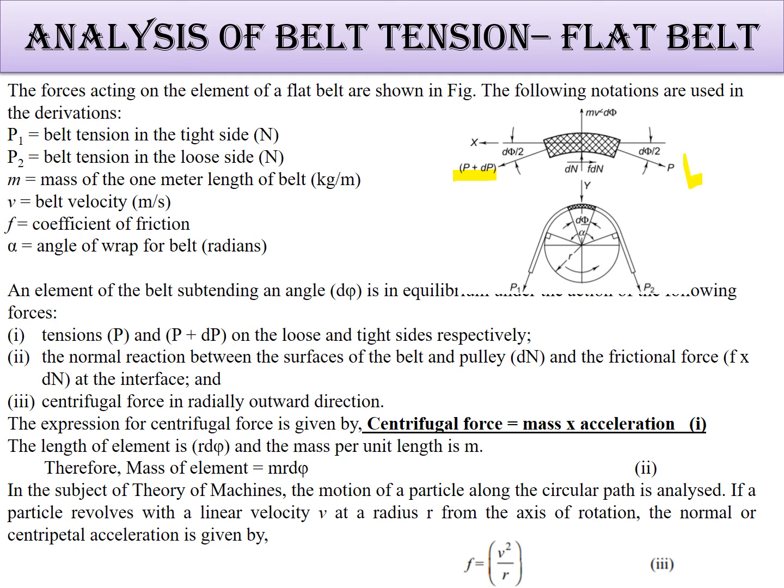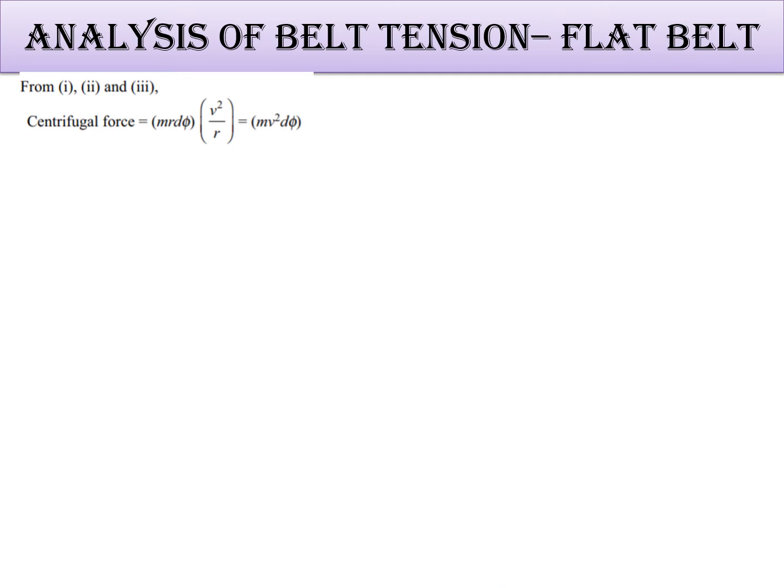So first equation is centrifugal force equal to mass into acceleration, second is mass of element is equal to m r d phi, third is f is equal to v square upon r. If from first, second and third we join all this, what we get is that centrifugal force is equal to m r d phi into v square upon r. So r will get cancelled here and the remaining term is what? m v square d phi.